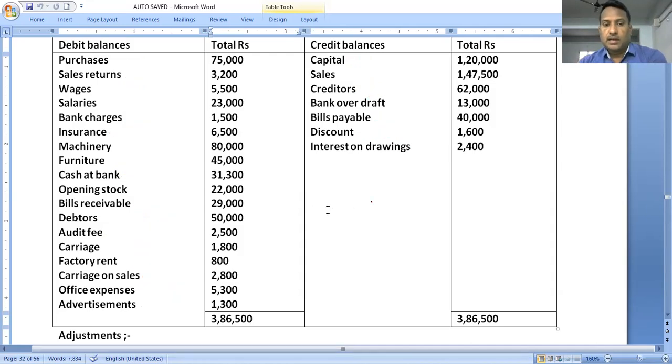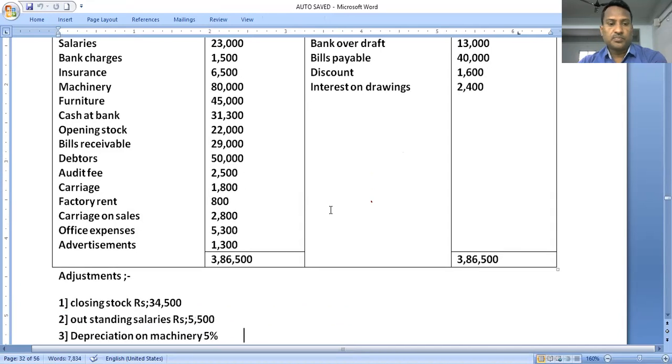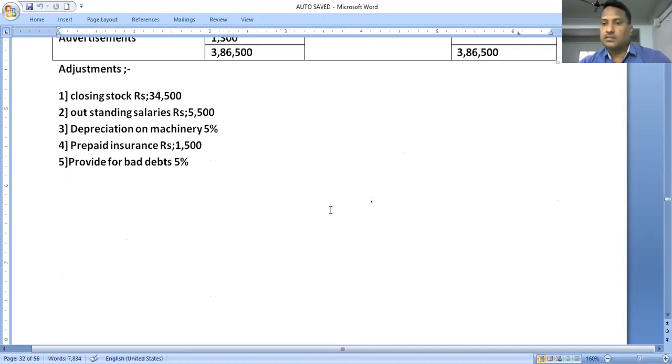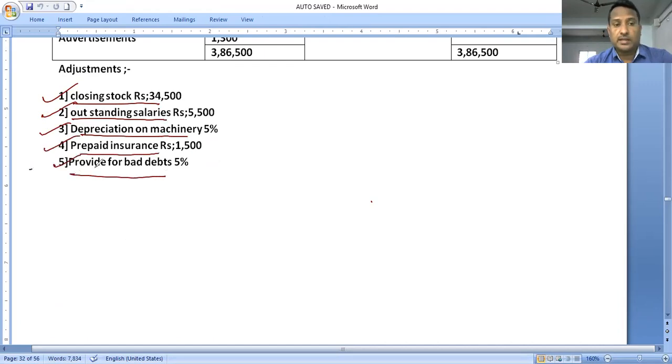Yes, adjustments. Adjustments are to be affected twice in the final accounts. Let's see. Five adjustments are given, which are important from the examination point of view, and only those we are discussing. If you observe, the same adjustments were discussed in the last classes also. First, closing stock. Second, outstanding salaries. Third, depreciation on machinery. Fourth, prepaid insurance. Fifth, provision for bad debts.